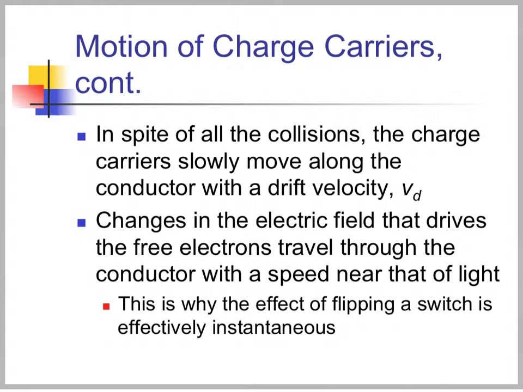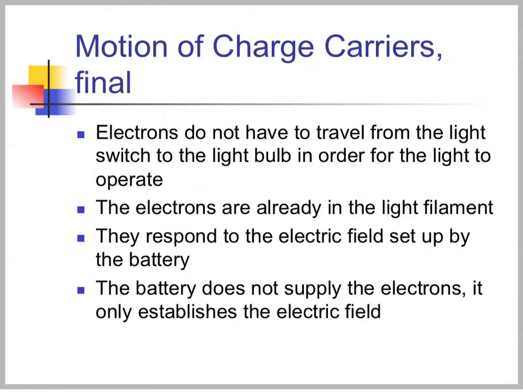Changes in the electric field that drive the free electrons travel through the conductor at near the speed of light. This is why when we flip a switch, it's effectively instantaneous. The electrons don't have to travel from the switch to the bulb in order for the light to operate. There's already electrons throughout the entire wire, and there's already electrons in the filament. They respond to the electric field set up by the battery. The battery is not supplying the electrons to move the entire length. It's establishing an electric field which pushes electrons the entire length of the wire.